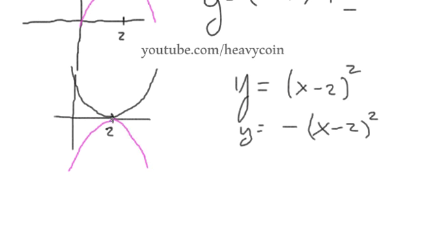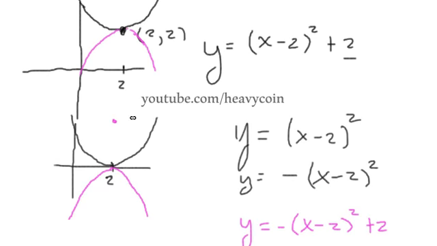Now we want to take this graph and move it up 2 units. So that means that we have to add 2 to it. So then we have y is equal to negative x minus 2 squared plus 2. Right, so we end up moving the graph up 2 units, which gives us this graph here.